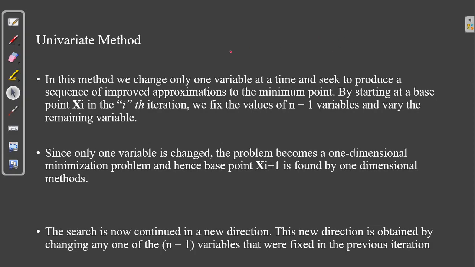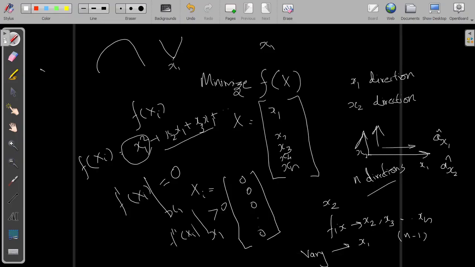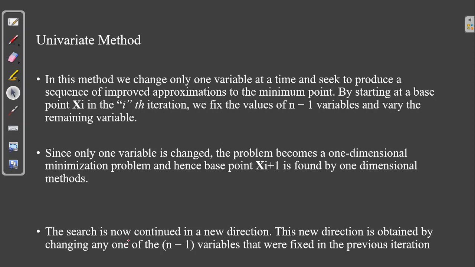Optimal solution means the solution is x, right? The optimal solution is denoted by x star. So this is the optimal solution. We will now continue the search for the optimal solution in a new direction.